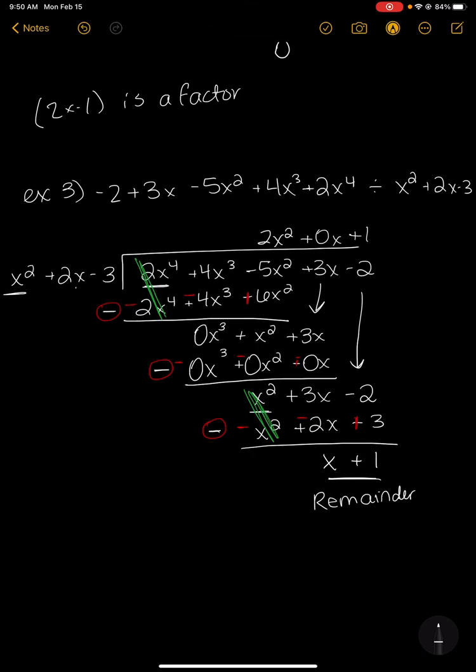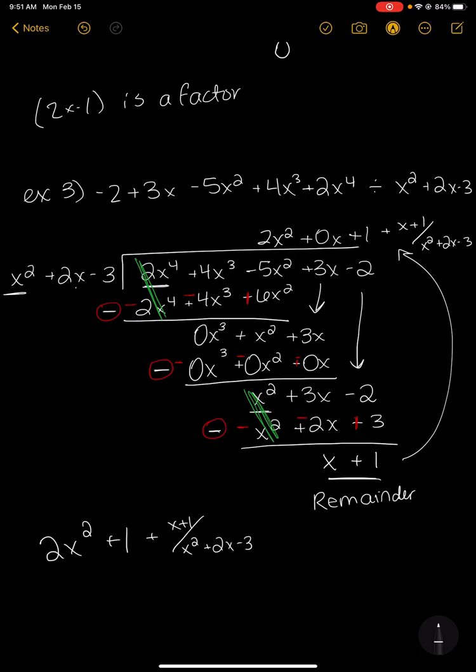So this tells us a couple of different things. It tells me that x squared plus 2x minus 3 is not a factor of that polynomial. And it also, what we want to do with that remainder is put it with our polynomial, and we'll have plus our remainder over my original divisor. So my final answer, when we divide it out, would be 2x squared plus 1 plus x plus 1 over x squared plus 2x minus 3.